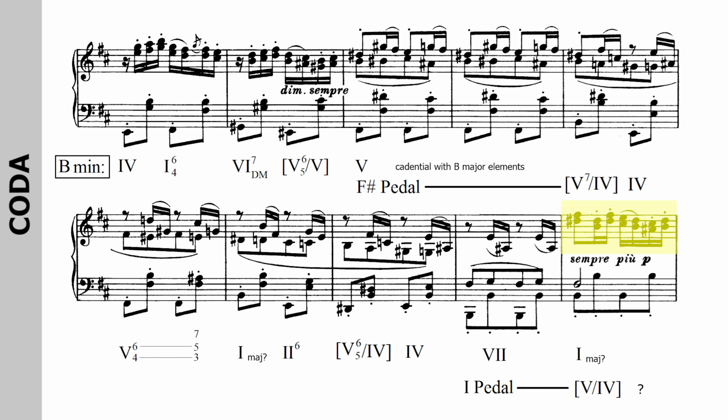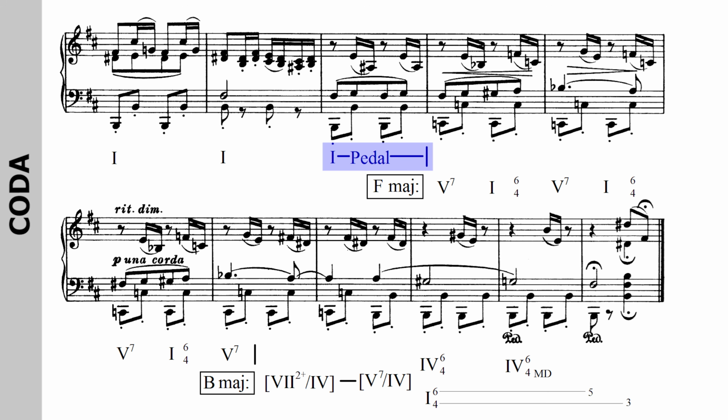The coda starts with the second theme in B major. The B pedal is continued to this point. You really get the feeling that the piece is going to end soon. But there is this striking deviation in which Brahms modulates chromatically to the very distant key of F major.